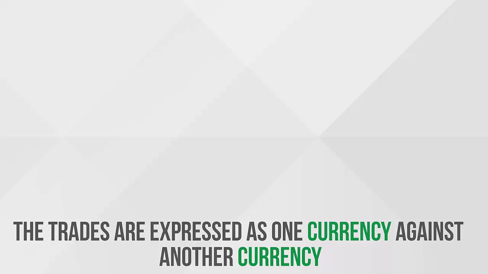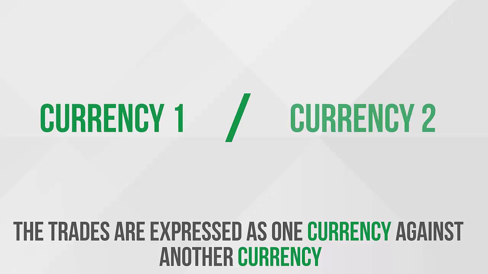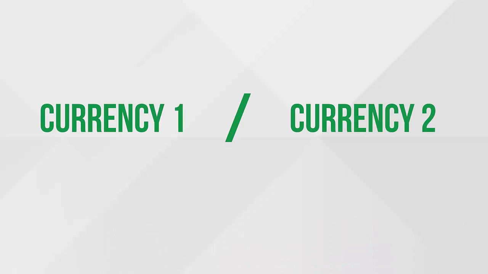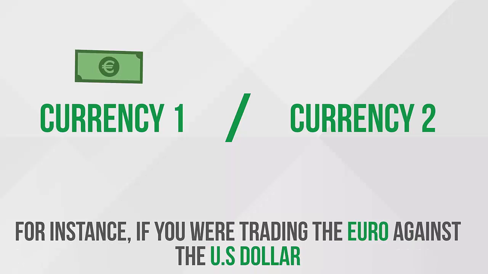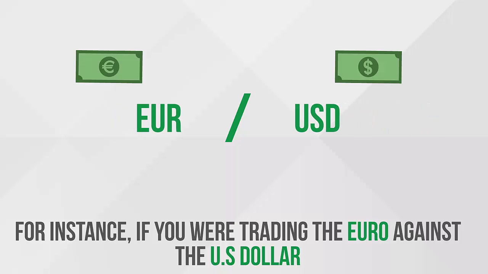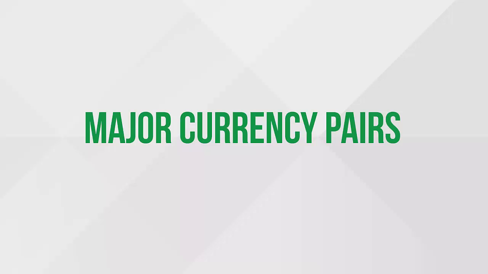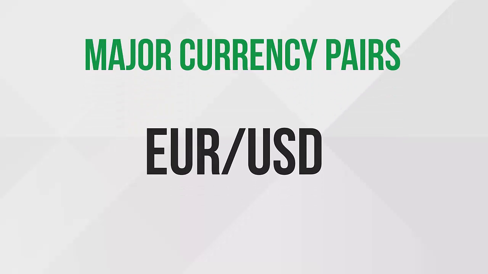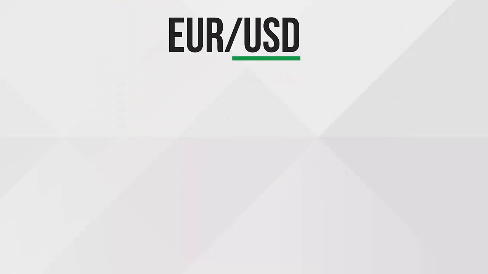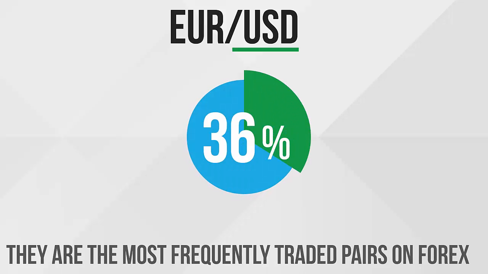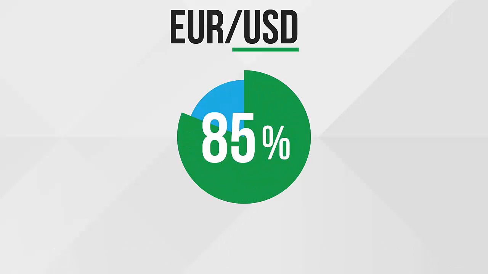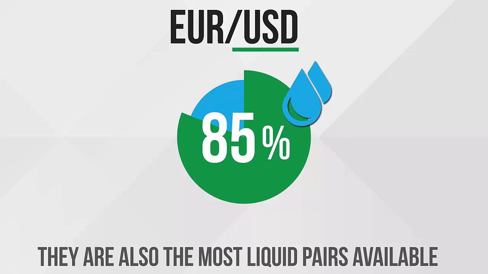The trades are expressed as one currency against another currency. For instance, if you were trading the euro against the US dollar, it would be notated as Euro USD. The major currency pairs are all pairs that contain the US dollar as one of the pair. They are the most frequently traded pairs on Forex. They are also the most liquid pairs available.